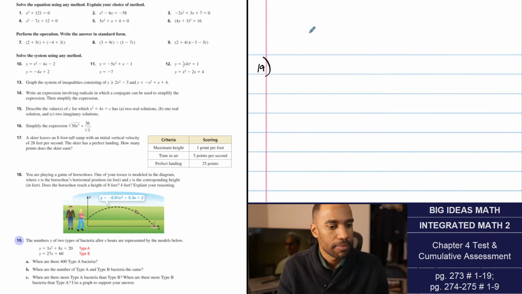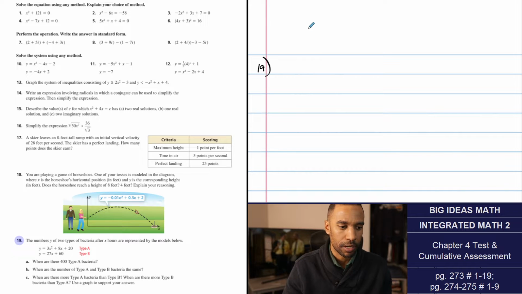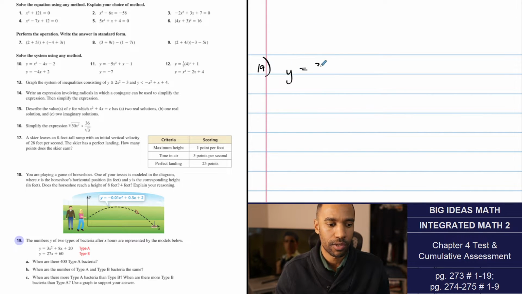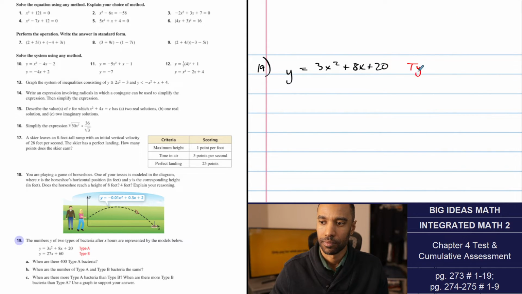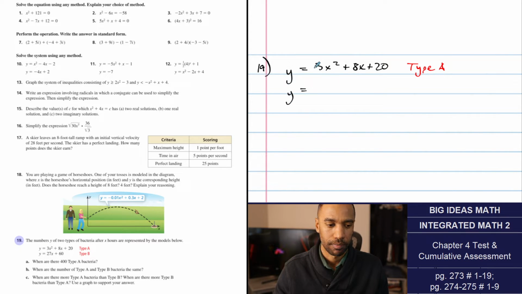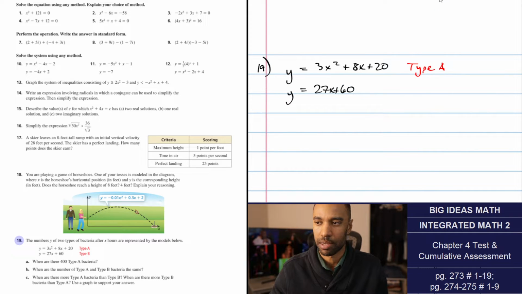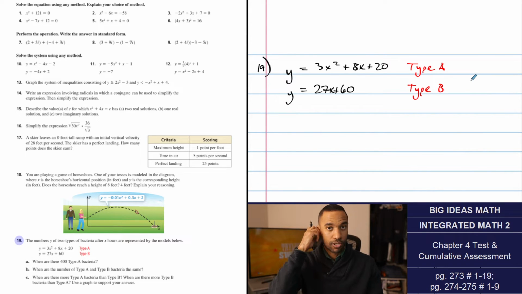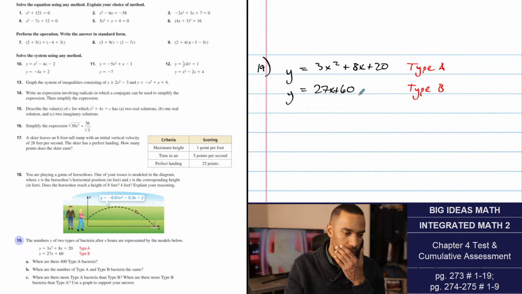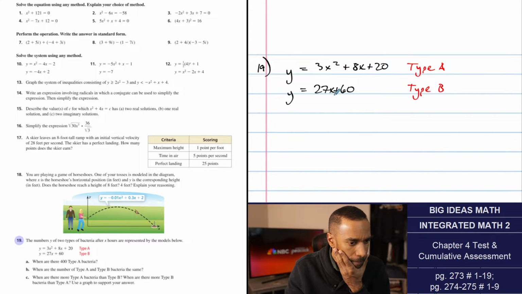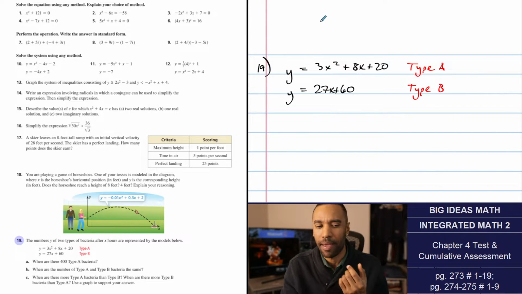The numbers of two types of bacteria after x hours are represented by the models below. We have y equals 3x squared plus 8x plus 20, that's type A, and then y equals 27x plus 60, which is type B. I don't intend on graphing these unless they force something out of me because of the intercepts here, or just the distance.